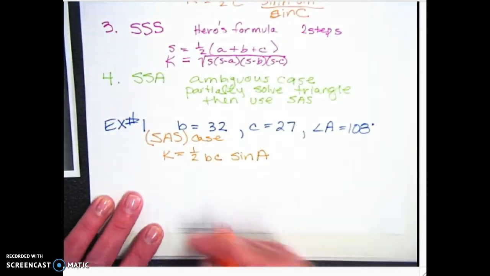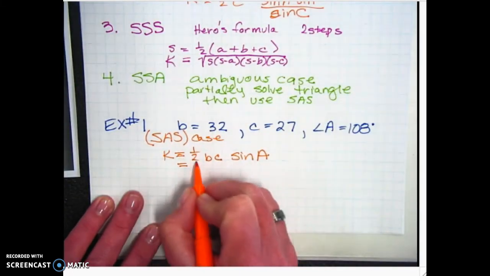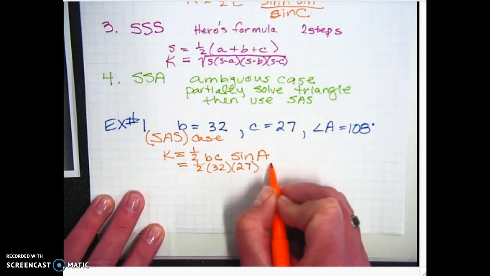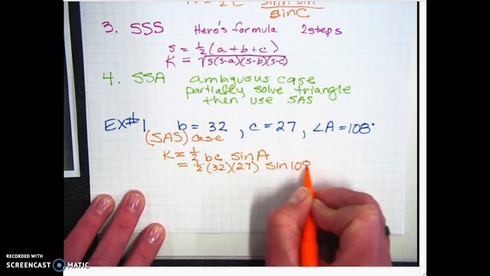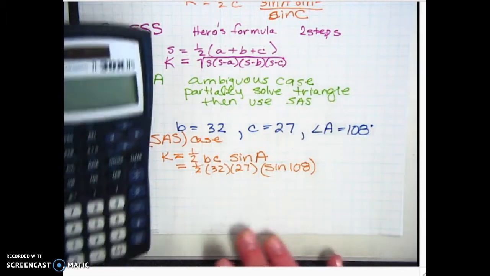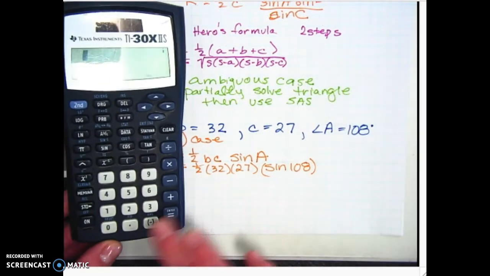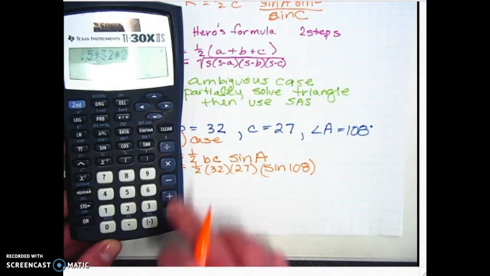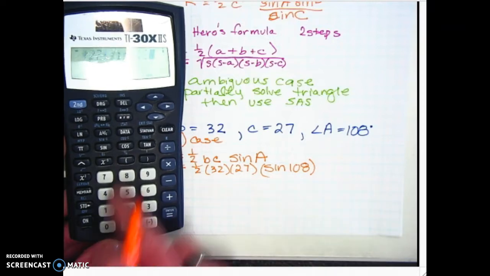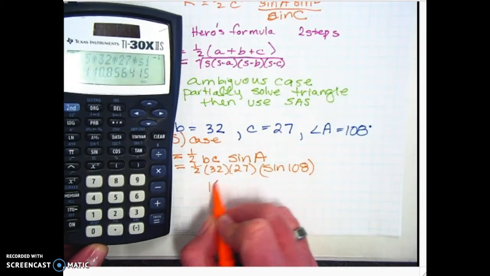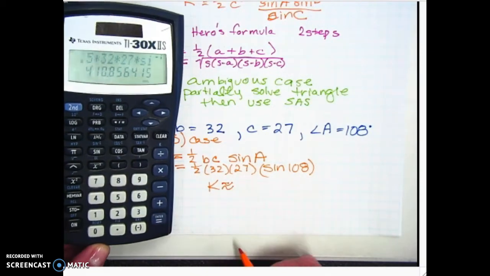Okay? So we're going to use K equals 1/2 BC times the sine of A, which is all the information that they gave us. So you're simply going to plug in. You're going to say K is equal to 1/2 times 32 times 27 times the sine of 108. Then you're just going to take your calculator. You can do this all in one pass, or you can break it up. I'm just going to put 1/2 in as 0.5 times 32 times 27 times the sine of 108.